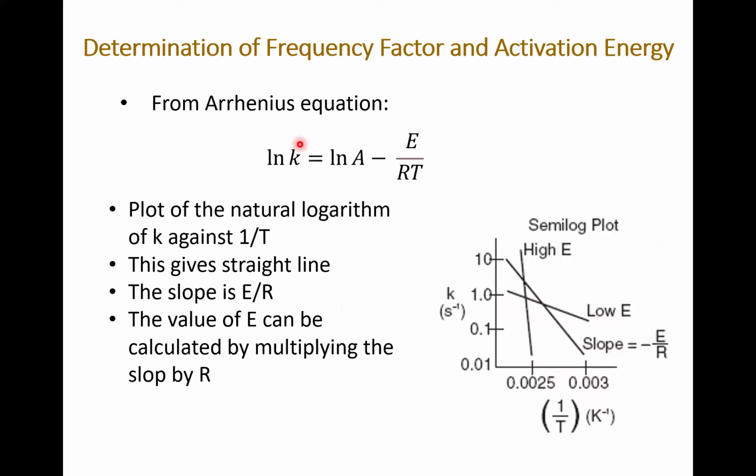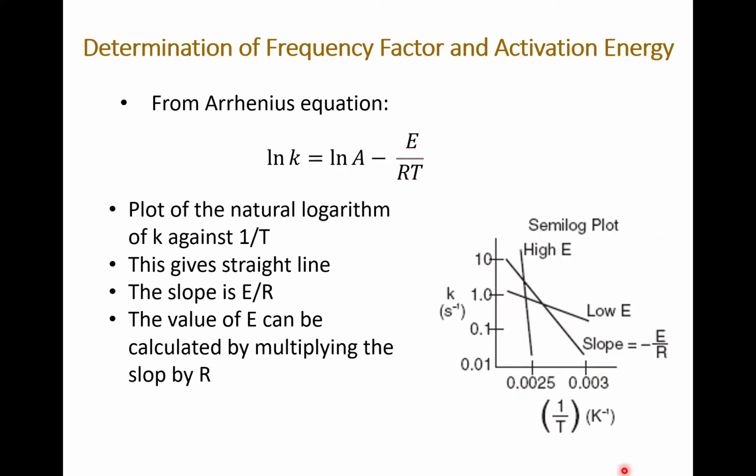If we take the natural logarithm of both sides, ln K equals ln A minus E divided by RT. In this case, if we plot the values of natural logarithm of K against the reciprocal of T, as in this figure, we can find a straight line. A straight line means that you have the y-intercept, which in this case will be ln A, and the slope, which will be negative E divided by R.